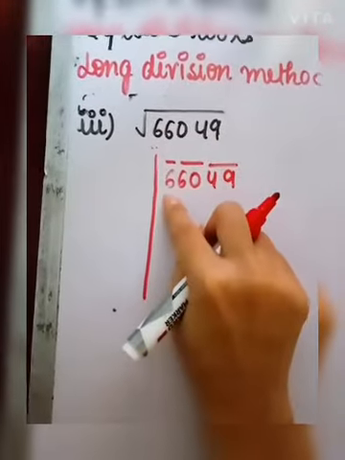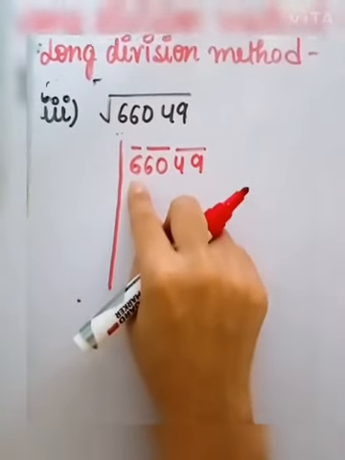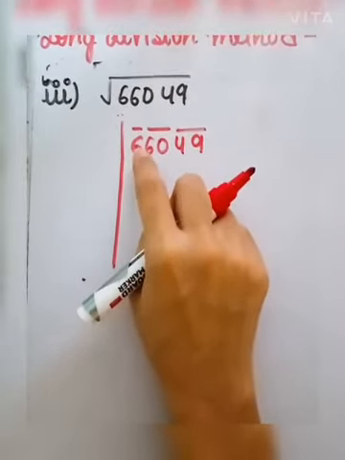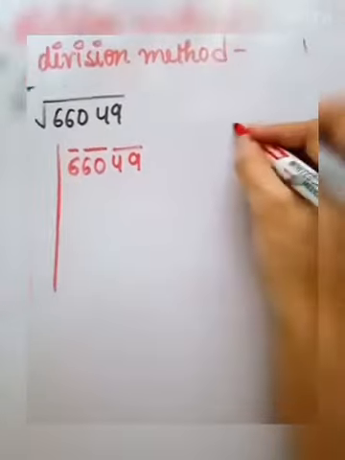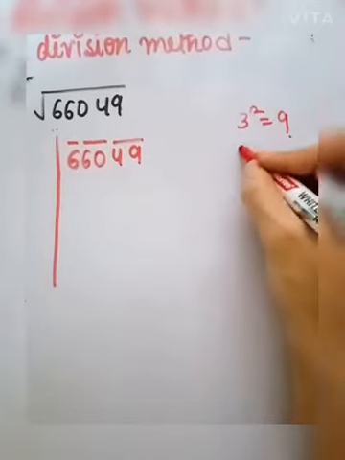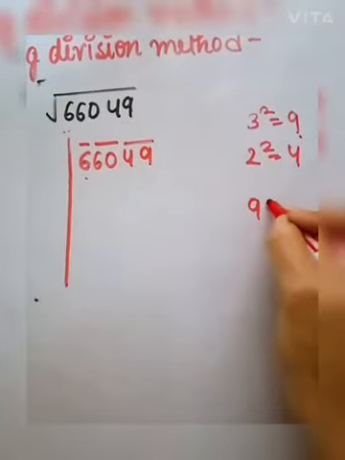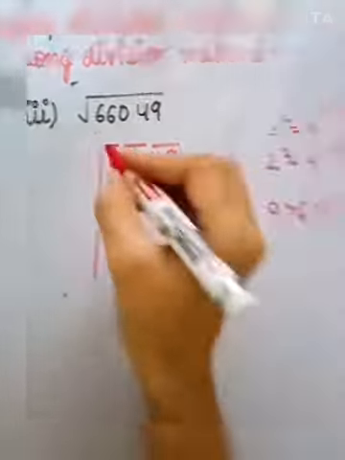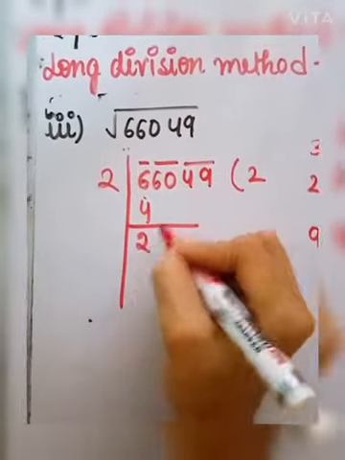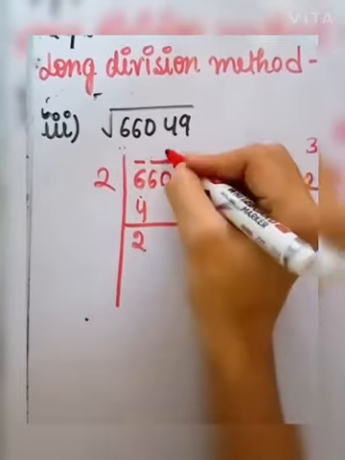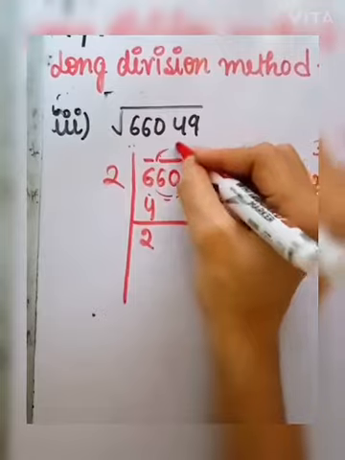Now think of a number. First, this 6 is alone now. So think of a number whose square is either equal to 6 or close to 6. Square of 2 is 4. Square of 3 is 9. 9 is greater than 6, right? 9 is greater than 6, so we will take 4. 2 2s are 4. Do minus and copy this period. So see, we will copy this whole period. We had done grouping here, so we will copy this whole group.